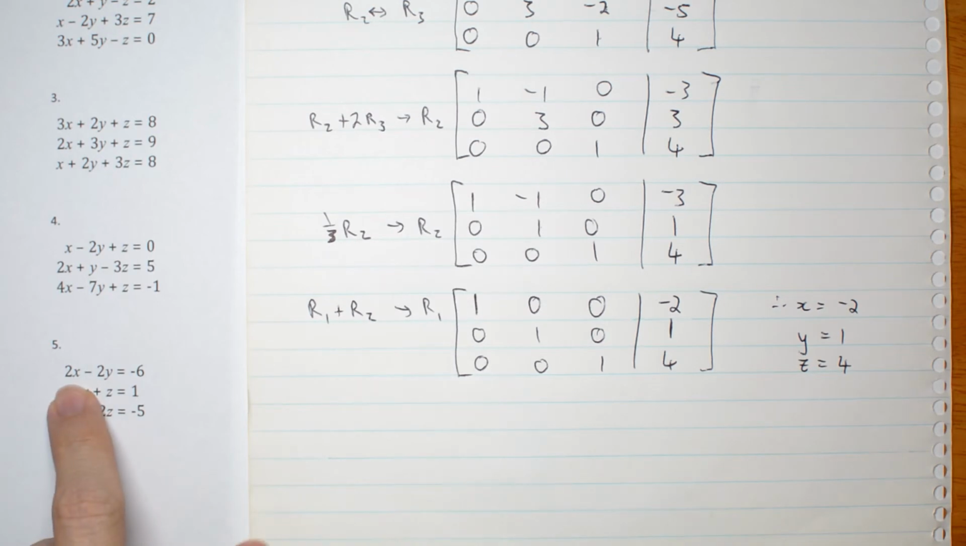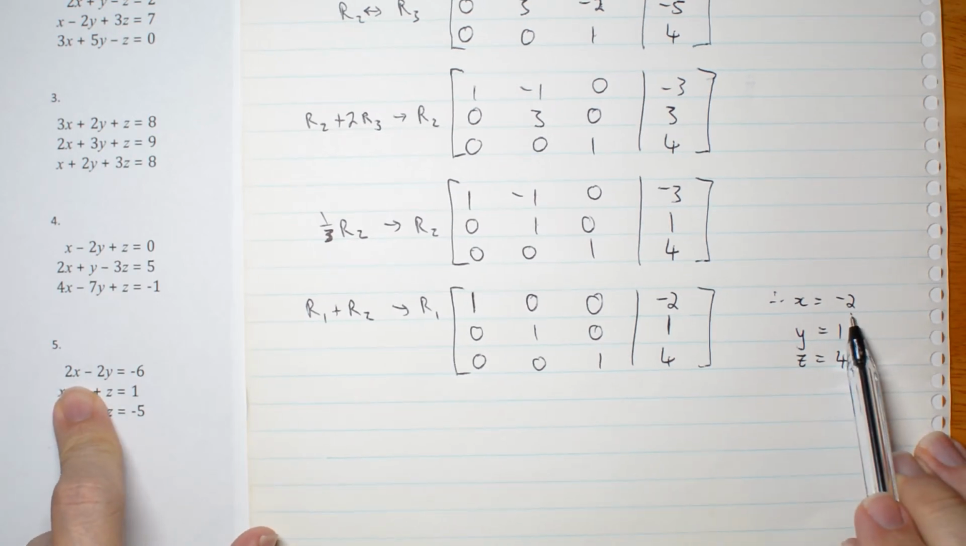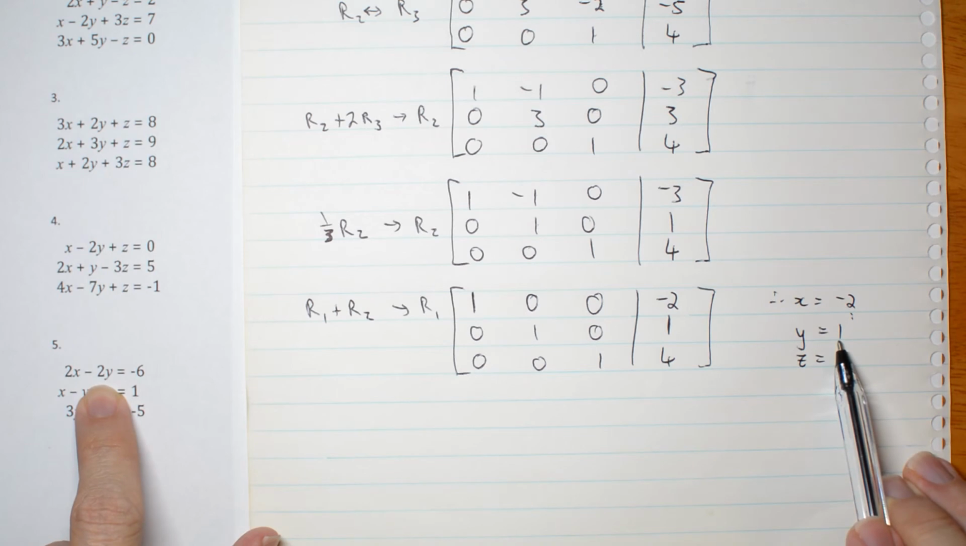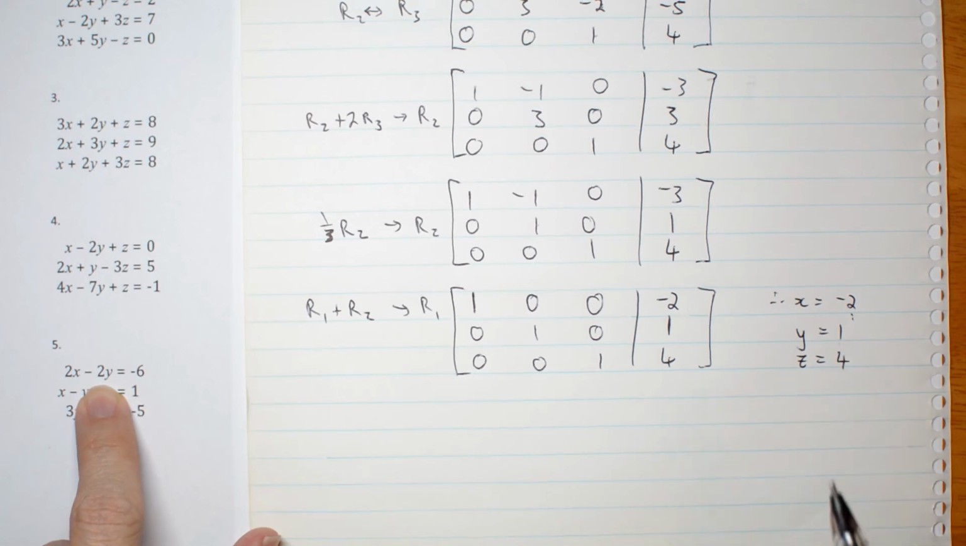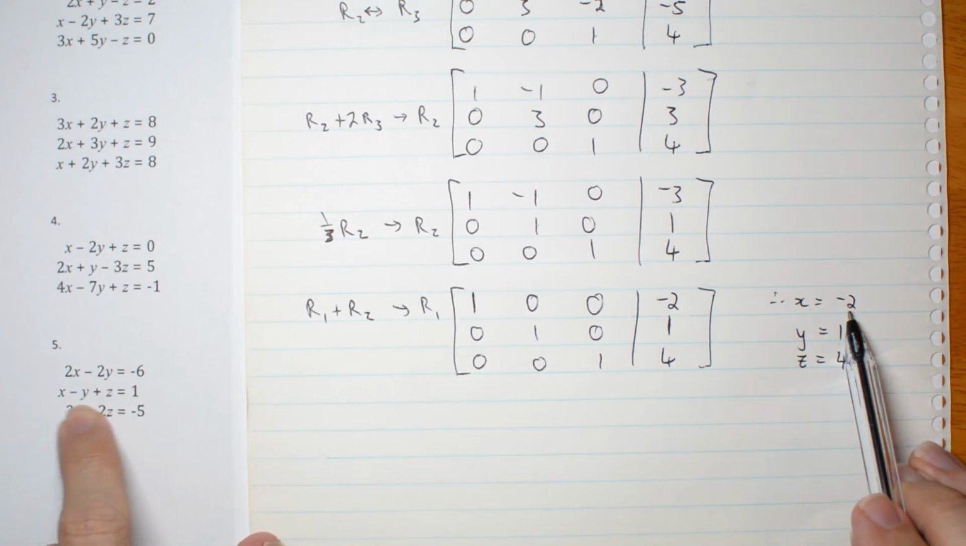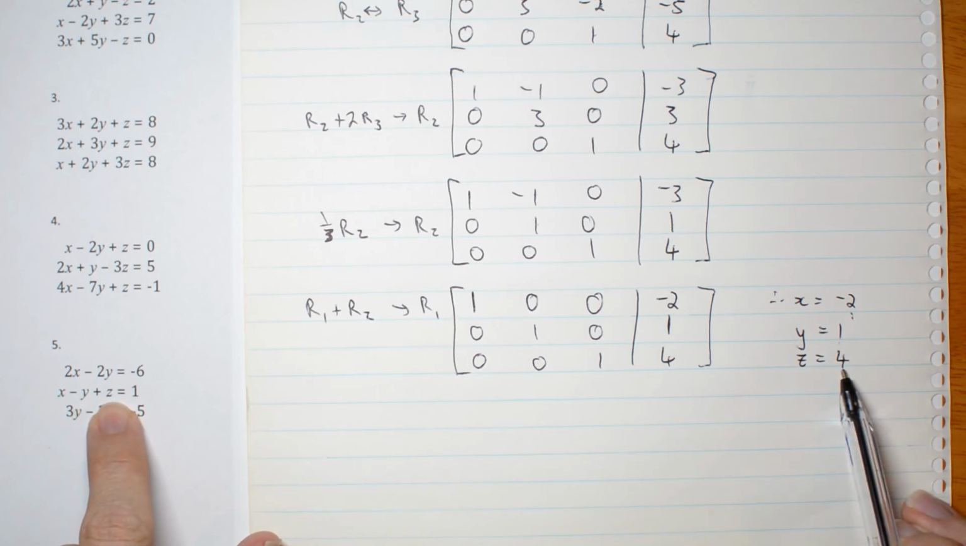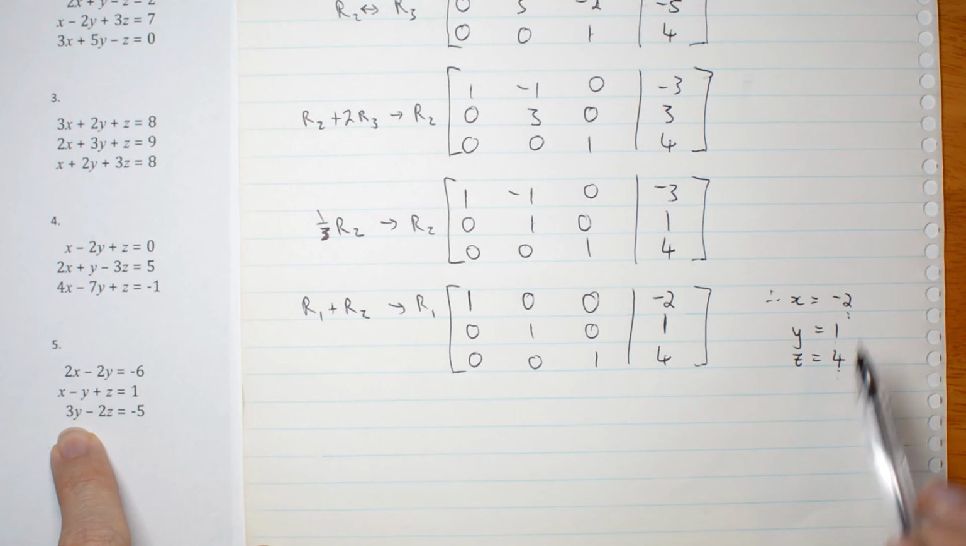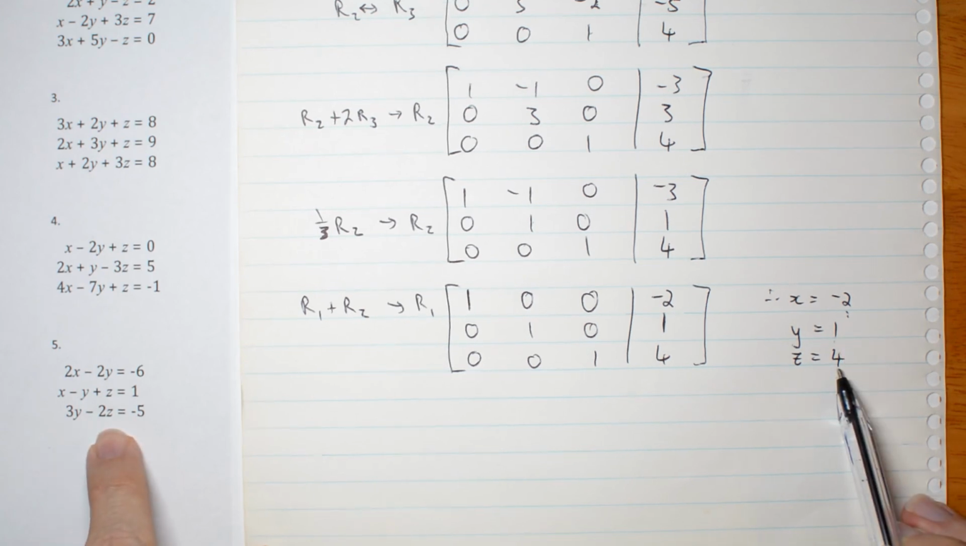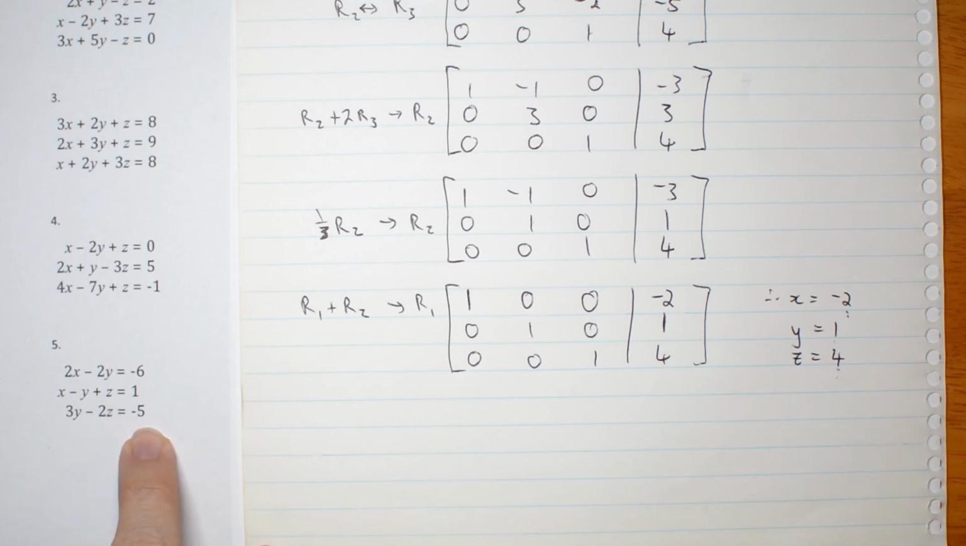Check it with me. 2 times negative 2 is negative 4, minus 2 is negative 6. Negative 2 minus 1 is negative 3, plus 4 is 1. 3 minus 8 is negative 5. So it's correct.